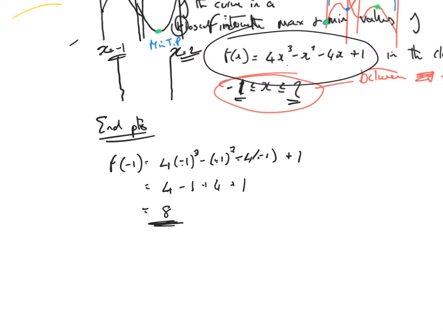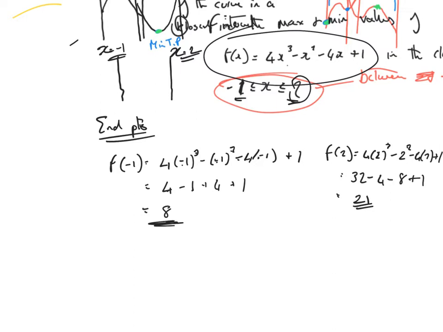Let's check the other endpoint. The other endpoint occurs when x equals 2. So it's f of 2 equals 4 lots of 2 cubed minus 2 squared minus 4 lots of 2 plus 1. So that's going to be 2 cubed is 8 times 4 is 32, minus 2 squared is 4, minus 4 times 2 is 8, plus 1. 32 take away 4 is 28, 28 take away 8 is 20, 20 plus 1 is 21. Okay, that's the second one.